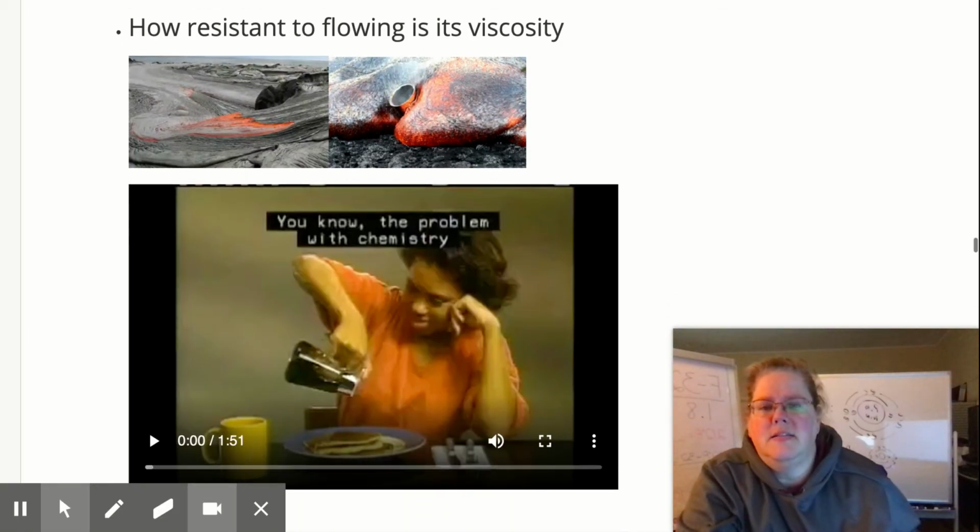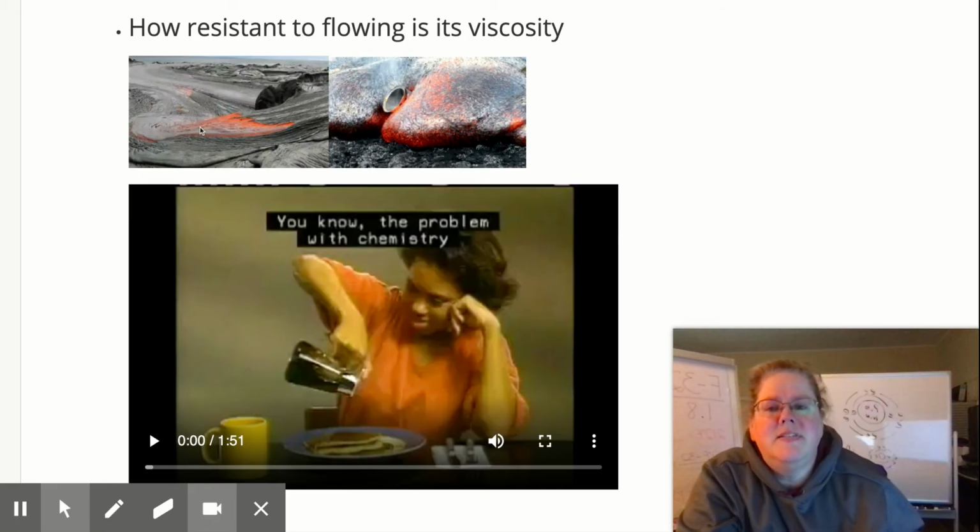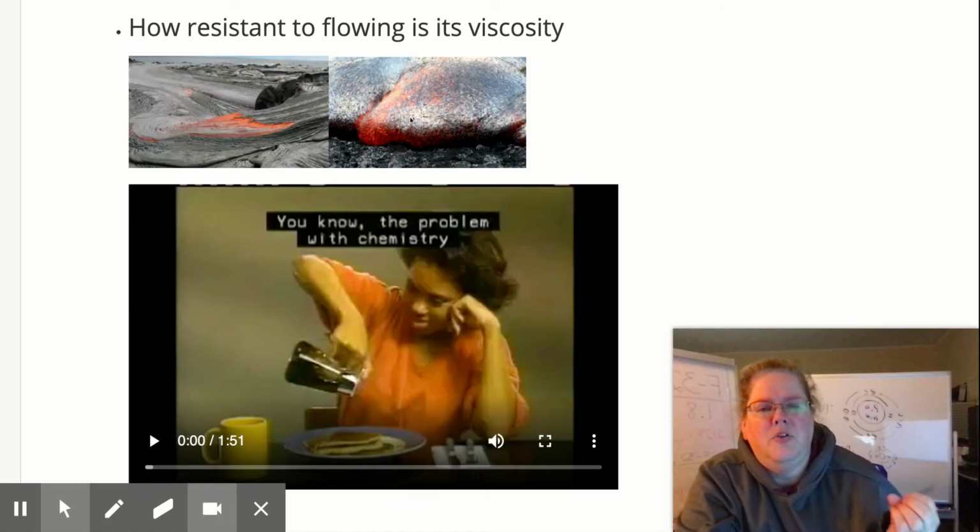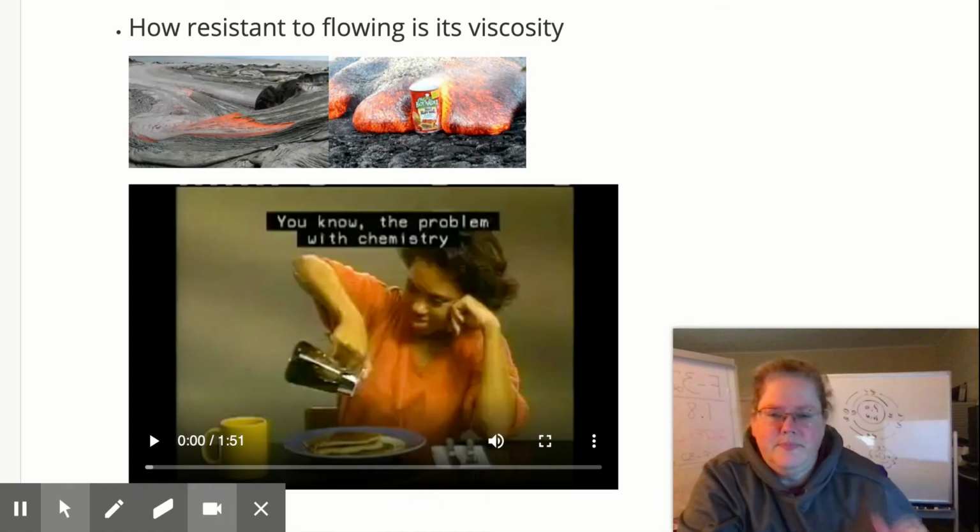If you look at this, these are the different types of lava in Hawaii. This is a much more viscous lava than this one that's oozing and creeping. This has more internal friction causing it to move slower.